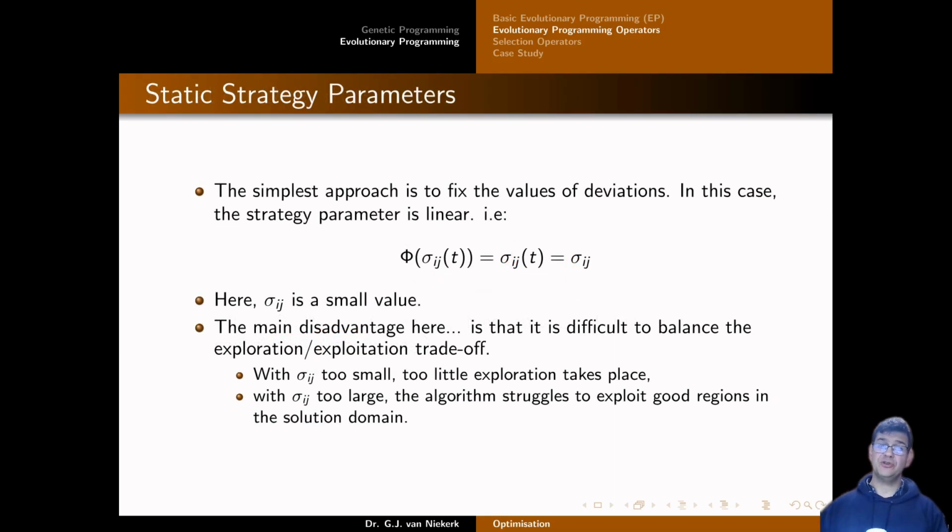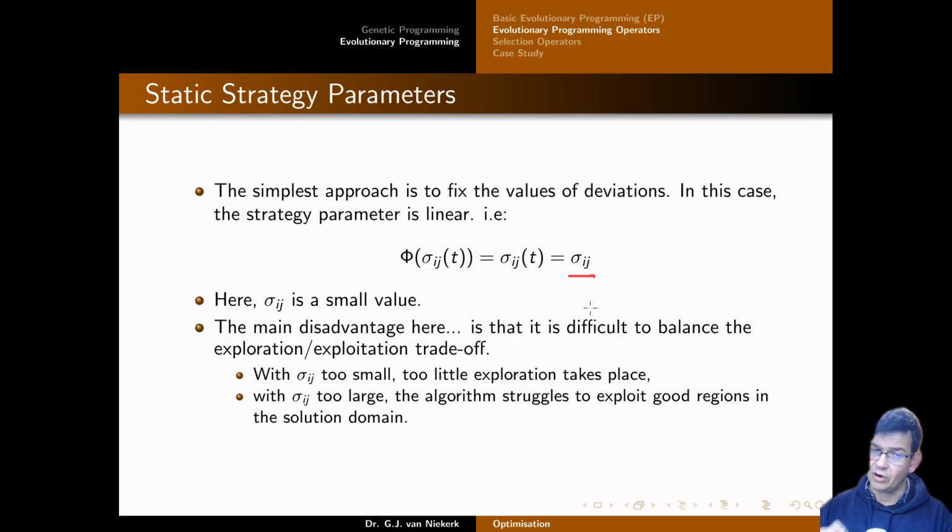Okay, so back to the strategy parameters. Now we've seen they could be static, dynamic, or self-adaptive. For the static parameters, there's nothing much really to it. You would simply select a sigma ij that's static at some small value that you're going to use. You'll see in this case, it's actually per component per individual. So that's also possible. You could use a different static value per component per individual, or even the same static value for the entire individual, or even per component, or a combination of that. But the point is that you've got a static value.